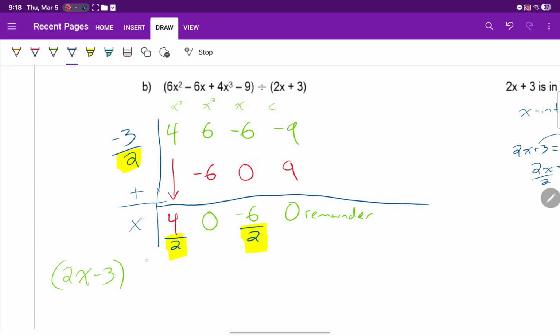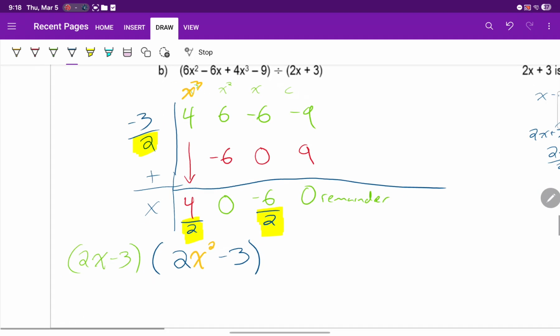And so what that gives me is 4 divided by 2 is 2. This was in the x cubed column, right? X cubed was up here. It's going to become x squared. My negative 6 divided by 2 is negative 3. It's in the x column. It becomes a constant. And there is 0 remainder.